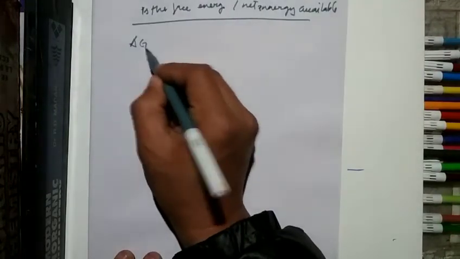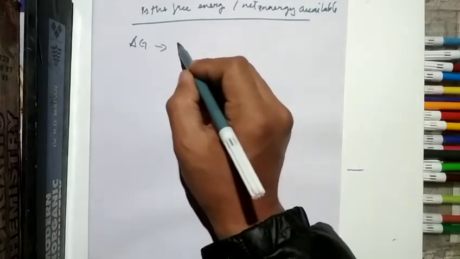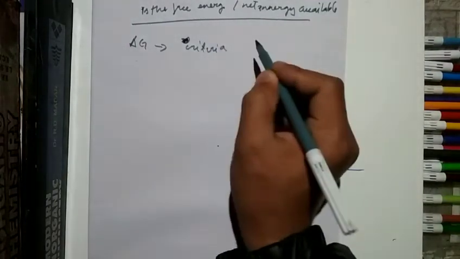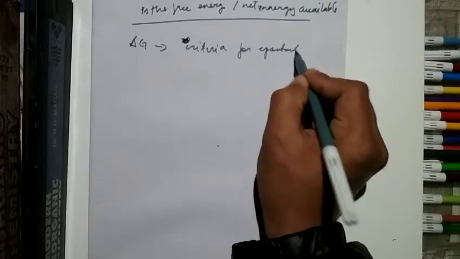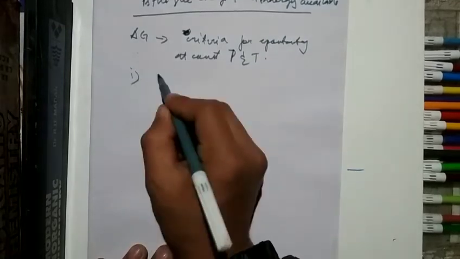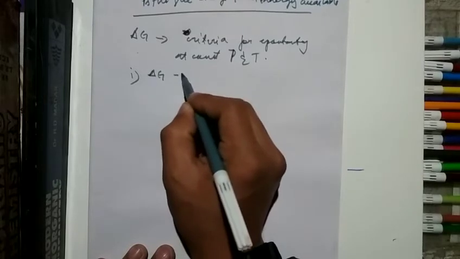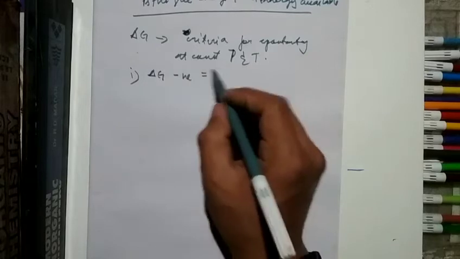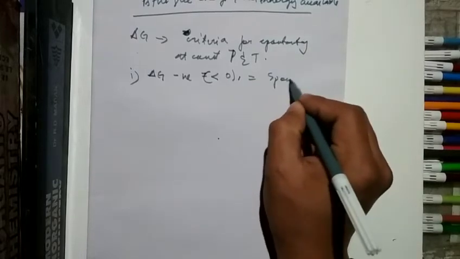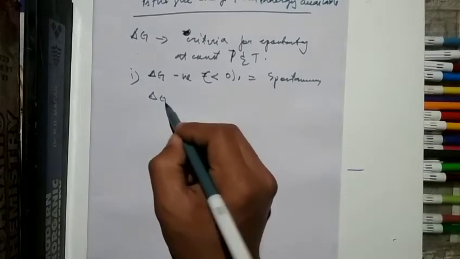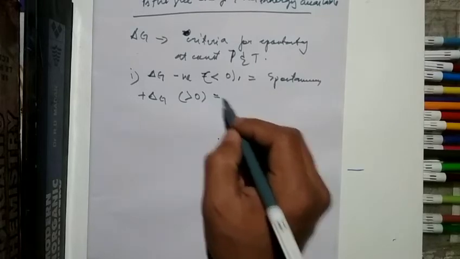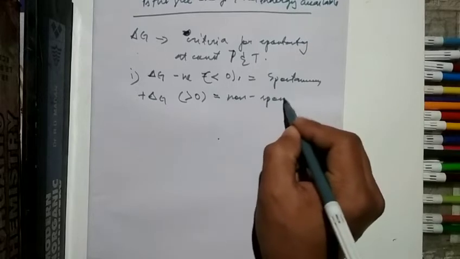So there is a criterion for this delta G, a criterion for spontaneity at constant pressure and temperature. The first condition: if delta G is negative, that means delta G is less than 0, the process will be spontaneous. If delta G is positive, that means the value will be greater than 0, the process will be non-spontaneous.